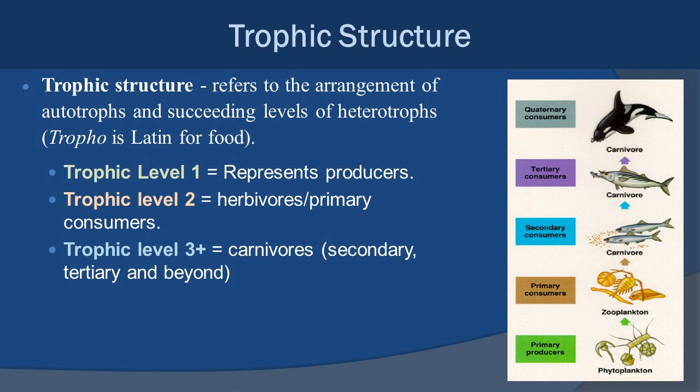So a primary producer is the first trophic level. That would be your phytoplankton in the ocean. Your second trophic level would be your primary consumers, those who consume phytoplankton. A lot of times in the ocean, that's zooplankton. Then you have your third trophic level, and so on and so forth, all the way up until your big-time carnivores like killer whale. So each successive level is called a trophic level.